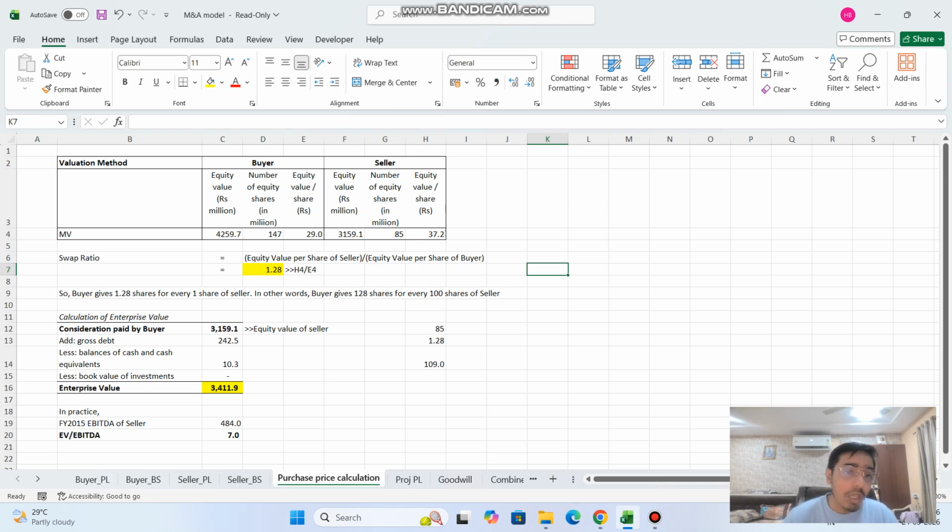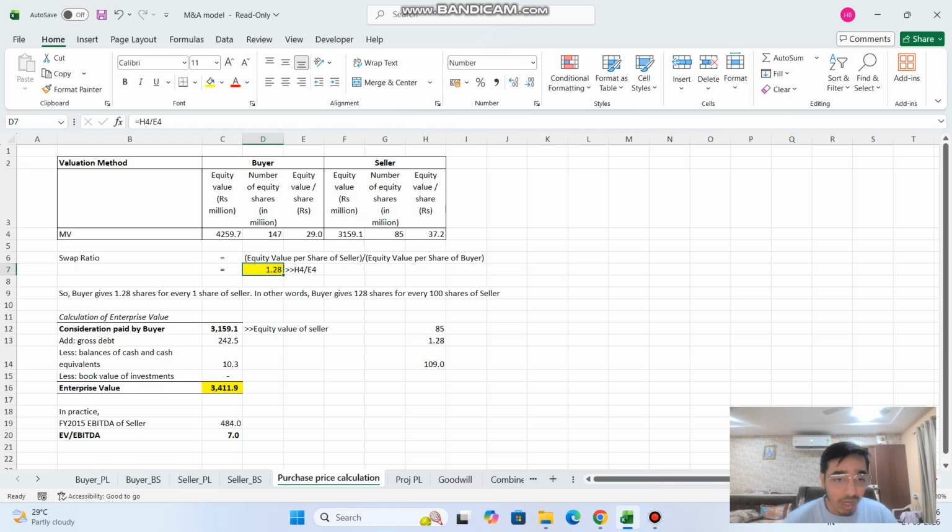Okay, so here we have two companies, the buyer company and the seller company. The seller company is also known as the target company, and these are their equity values as on date, and this is going to be an all stock deal. So the buyer company will be issuing its stocks to the seller company in order to purchase it.